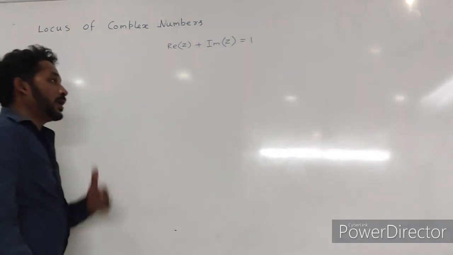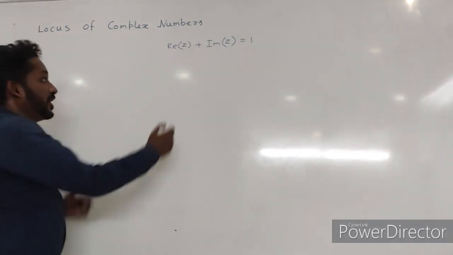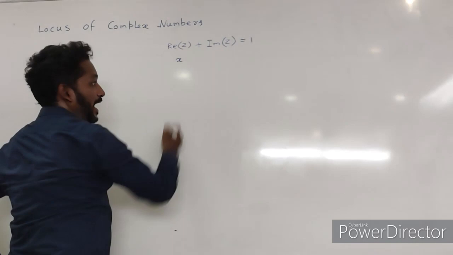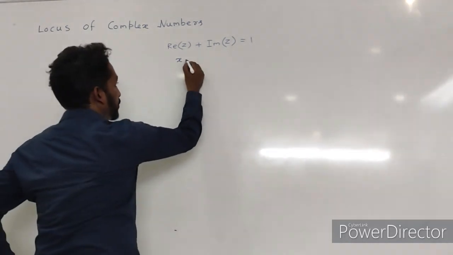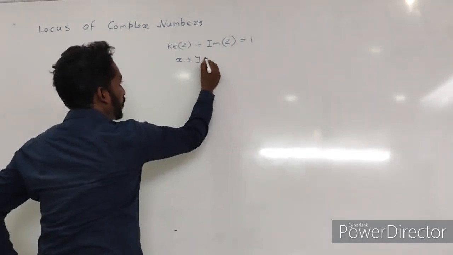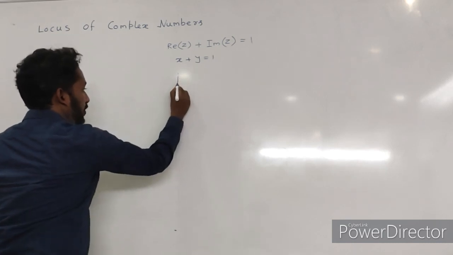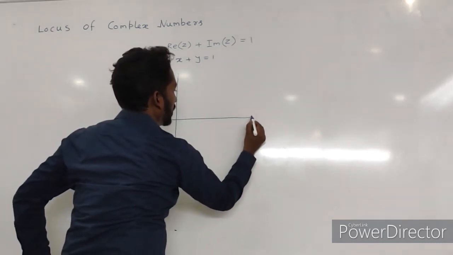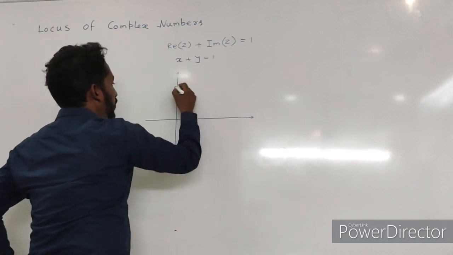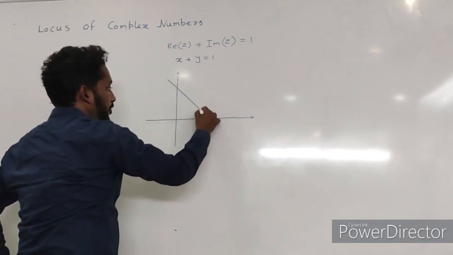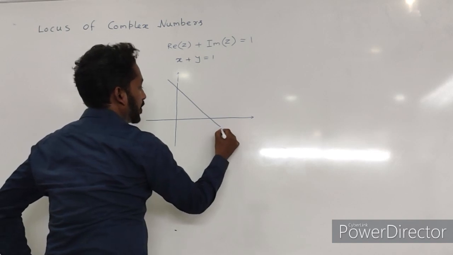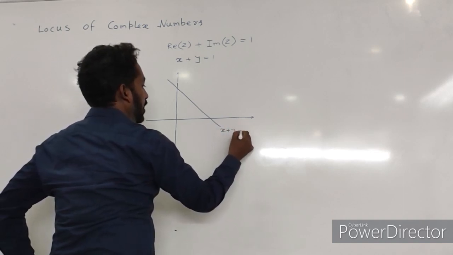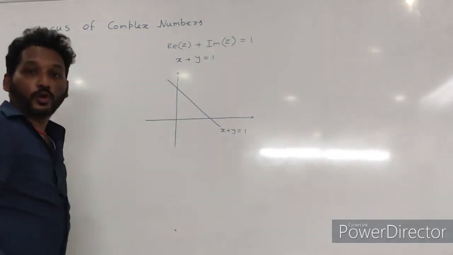this one. Here, real part of z is x and imaginary part of z is y. So it should be x plus y is equal to 1. So you draw the line x plus y is equal to 1. And that will be your equal locus.